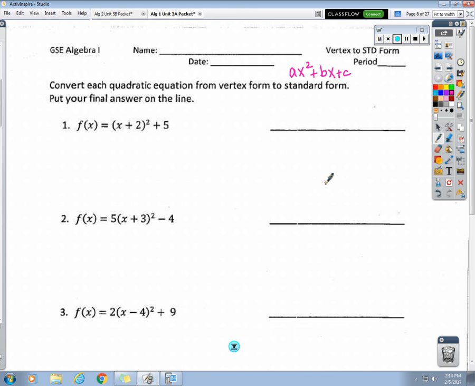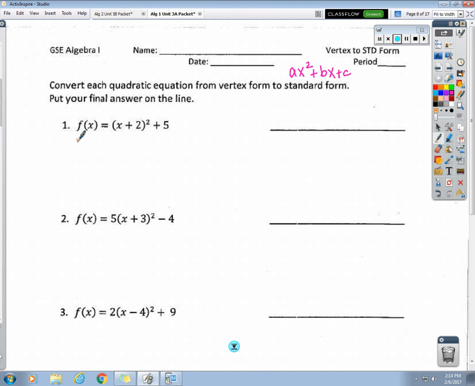Now, I want to work through the whole first example with you just watching, because you don't realize how much you miss when you look down and you're trying to copy while I'm teaching. So let me work the whole thing, and then I'll give you plenty of time to copy, okay?